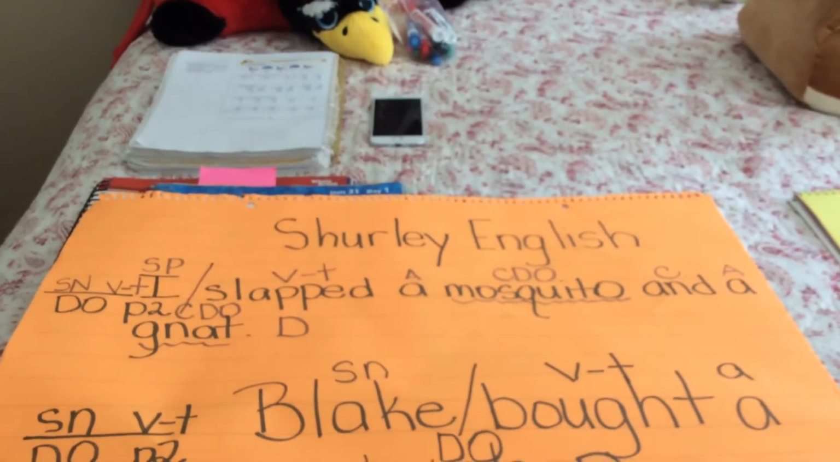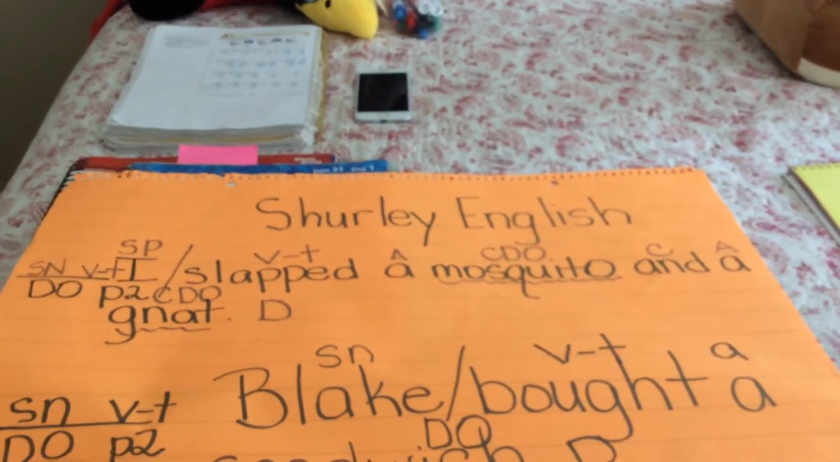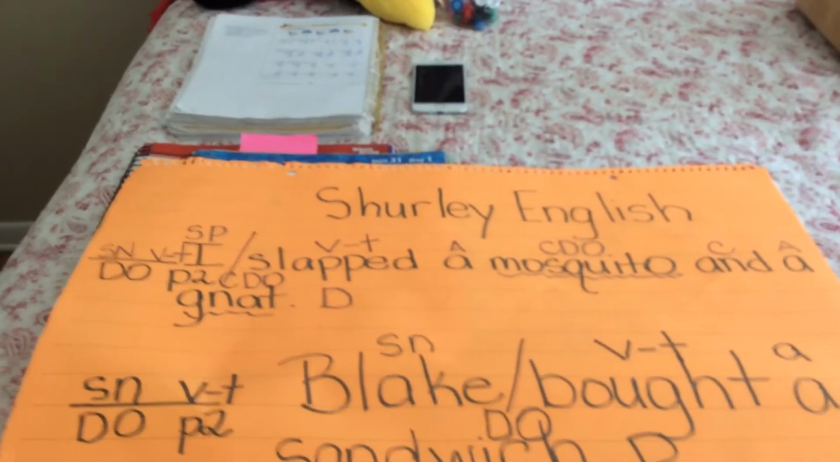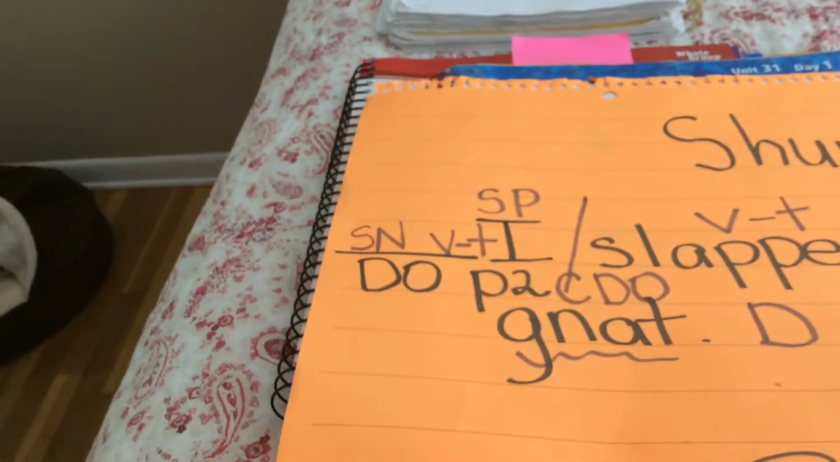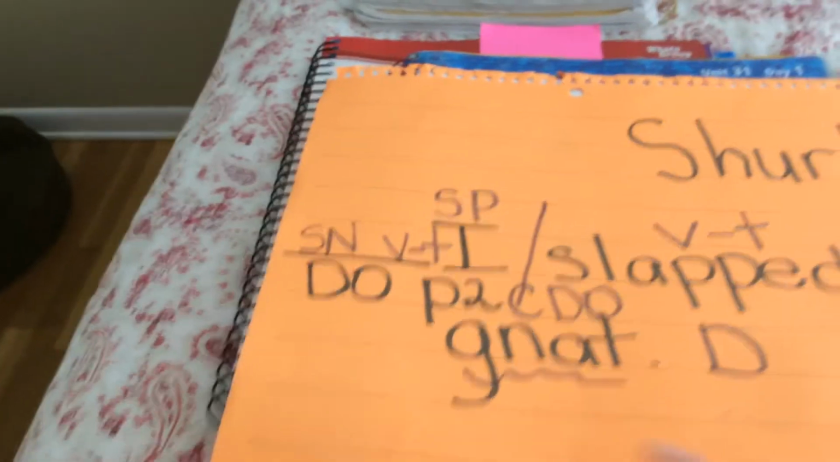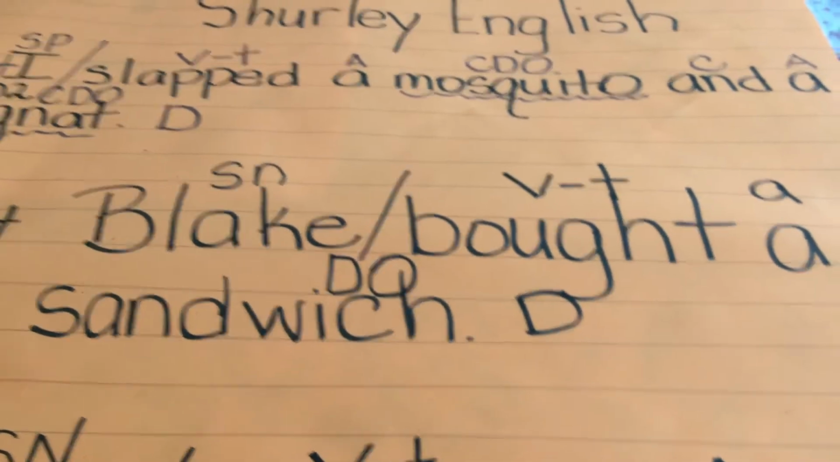And both the mosquito and the gnat are nouns because only direct objects can be nouns or pronouns. Okay? Then with our pattern, it's a subject noun, verb transitive, direct object, and that's pattern 2. Okay? Well, let's go over to this sentence.